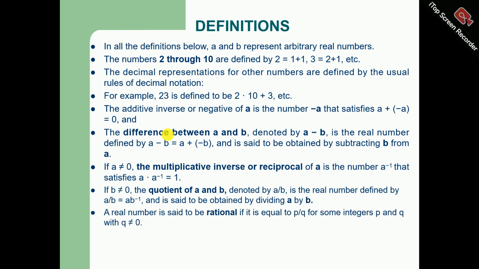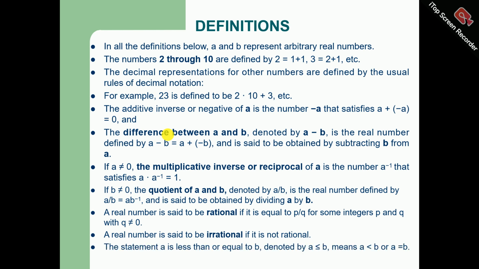A real number is said to be rational if it is equal to p over q for some integers p and q, where q is not equal to 0. So a real number is said to be rational if it can be written in the form of a quotient p over q, where q is not equal to 0. A real number is said to be irrational if it is not rational.